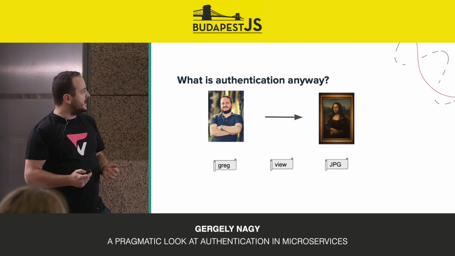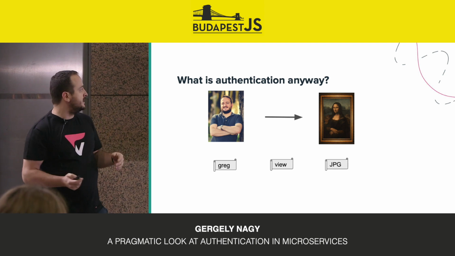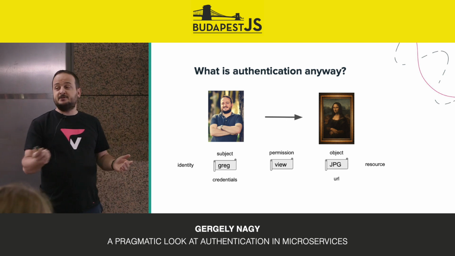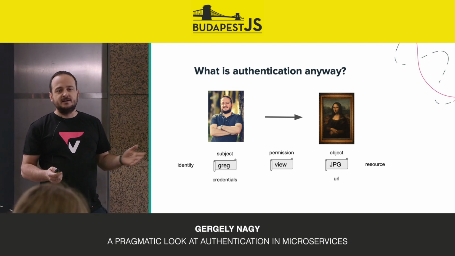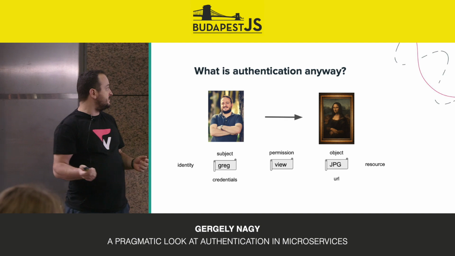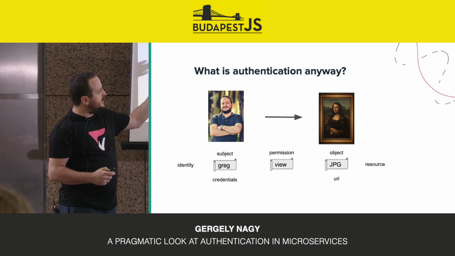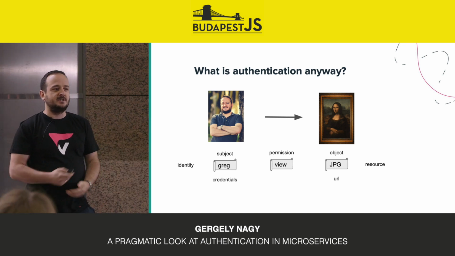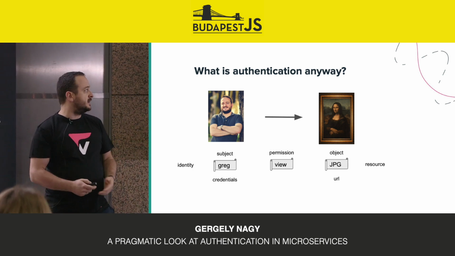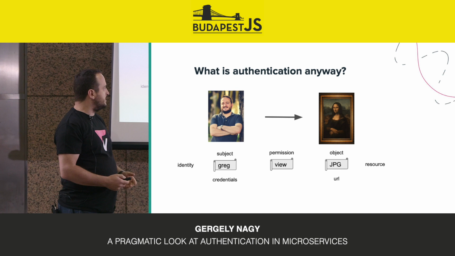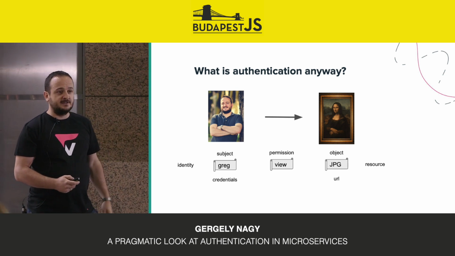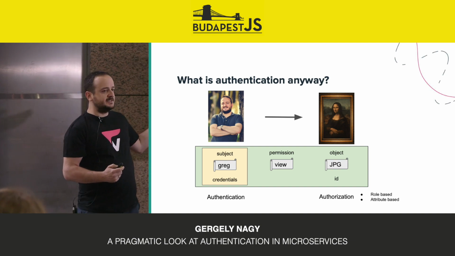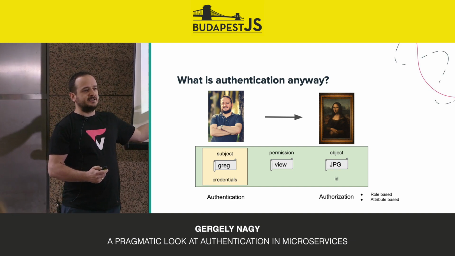So we need digital representations. I would need an identity. Actually, I could have several. I could have my personal Gmail account, my corporate Gmail account. And the painting would need a computer representation: a JPEG image, a file on a computer, a resource on a server, a blob in a database. And authentication is about asserting my identity based on my credentials.